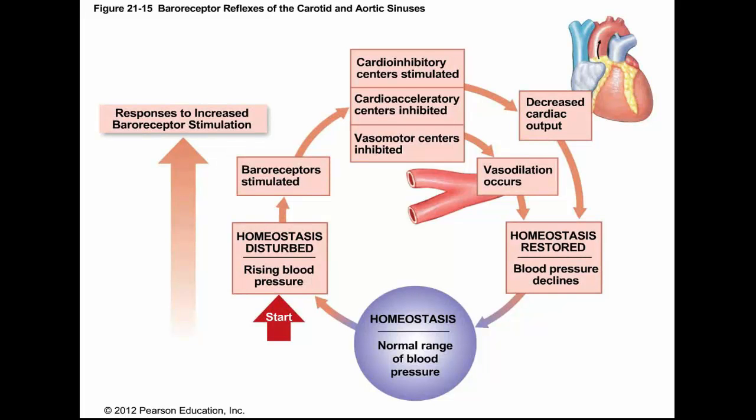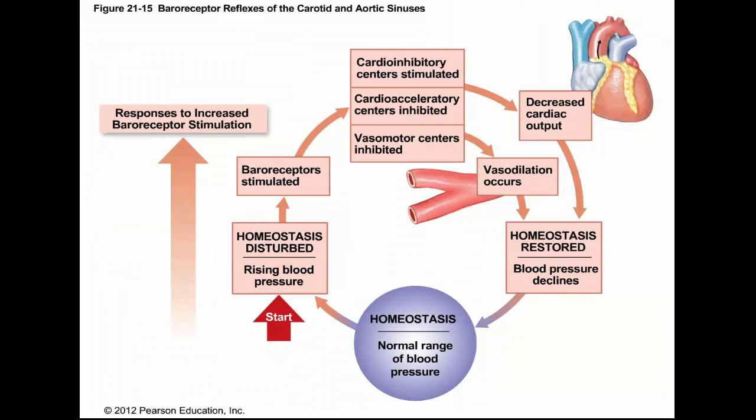So on the left-hand side of the diagram, we've got an arrow going up the page which says responses to increase in baroreceptor stimulation. So an increase in pressure. So let's move over to the little red arrow, and that's where we're going to start. So homeostasis has been disturbed and we have a rise in blood pressure. The baroreceptors have been stimulated. They're the stretch receptors. We know where they're located, and they've picked up that there is a rise in blood pressure. The cardio-inhibitory centers have been stimulated, and what they do is that they decrease cardiac output.